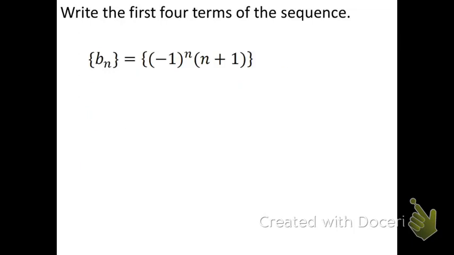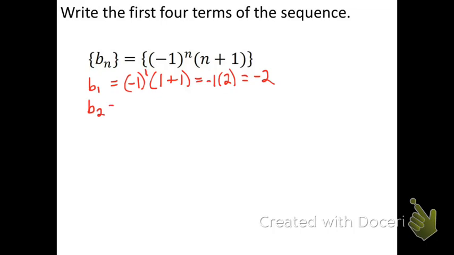So here we're using a b to define it, b sub n, because we already used a. That's really why we're using b now. So let's do the same thing. If we plug in 1 to find the first term, we have negative 1 to the nth power, so negative 1 to the first power, times 1 plus 1. Negative 1 to the first power is negative 1, and 1 plus 1 is 2. And negative 1 times 2 is negative 2. So our first term is negative 2.